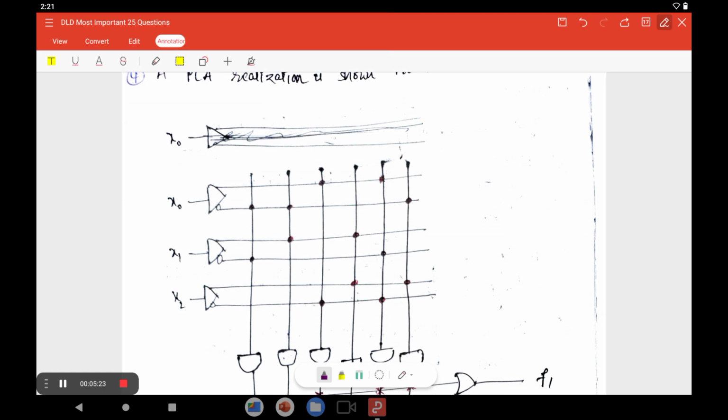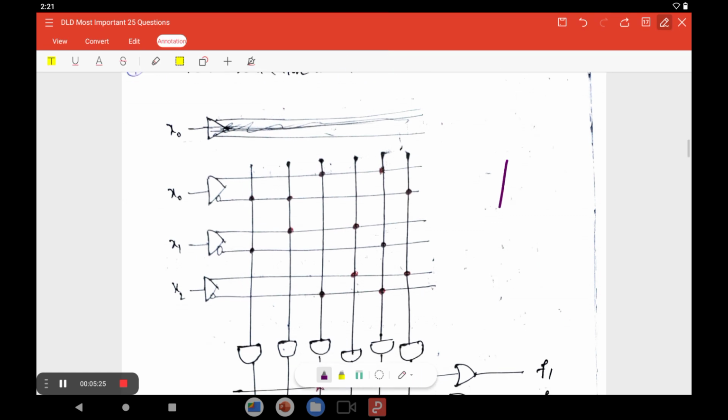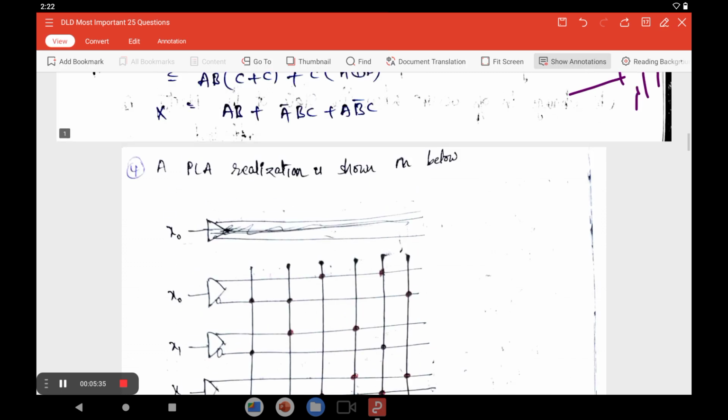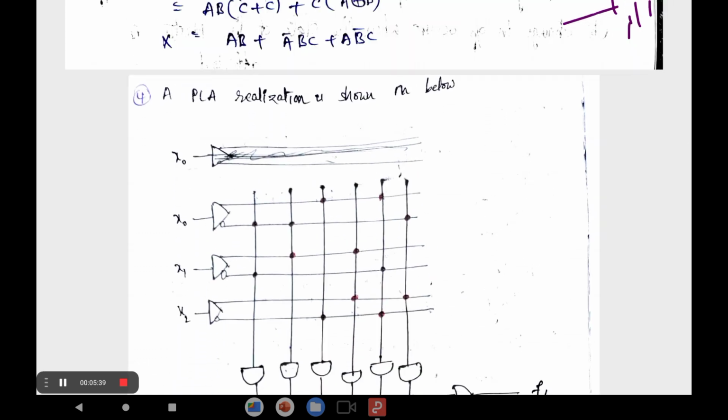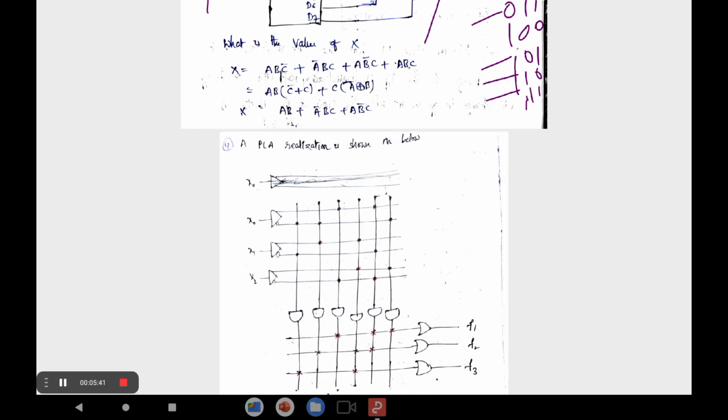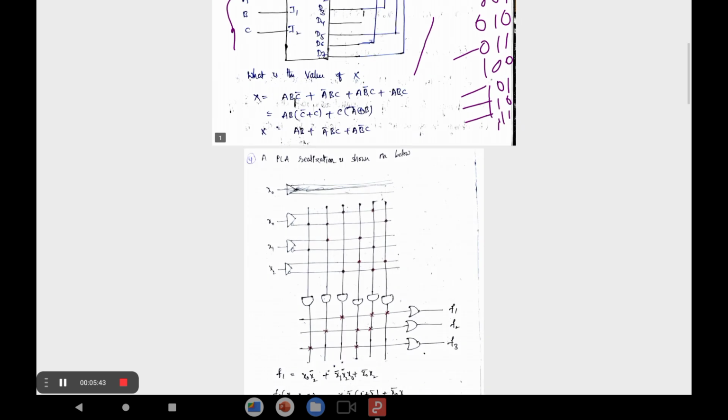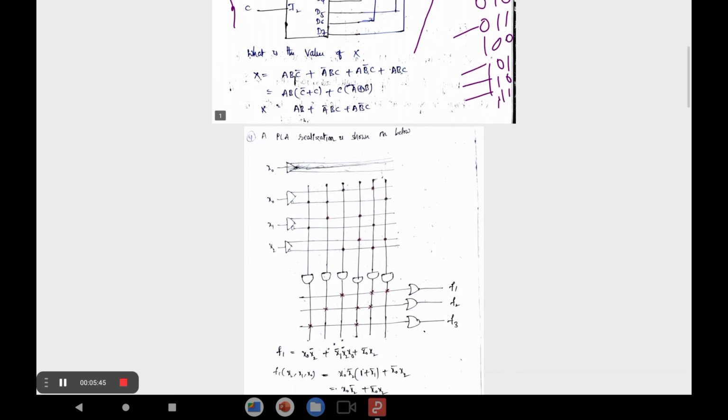Next question. It is based on a PLA. Suppose a PLA realization is shown in the figure. They mentioned that there is some diagram, so I will just zoom it.